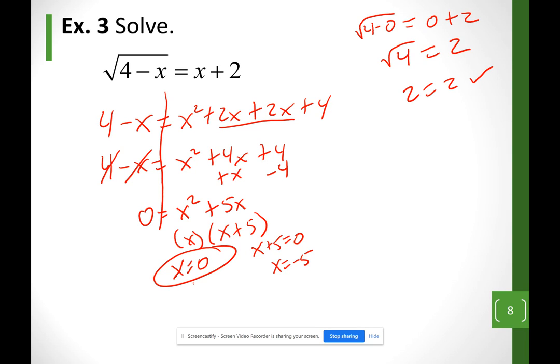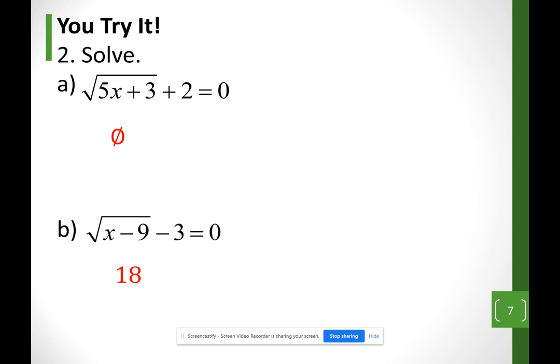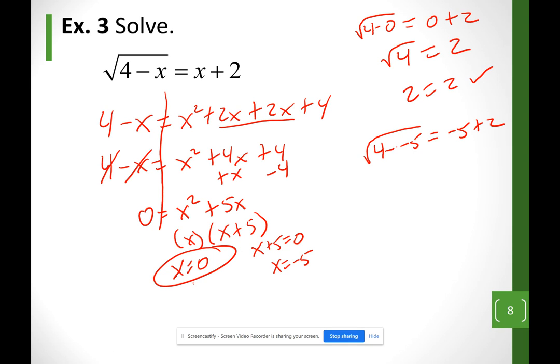I have that the square root of 4 minus a negative 5 is equal to negative 5 plus 2. Once again, I replace the value of x with negative 5. Now, inside the radical, there's a minus and a negative. Two negative signs basically become a plus sign. So I have that the square root of 9 is equal to negative 3.